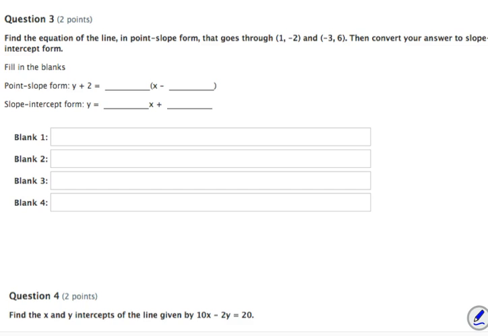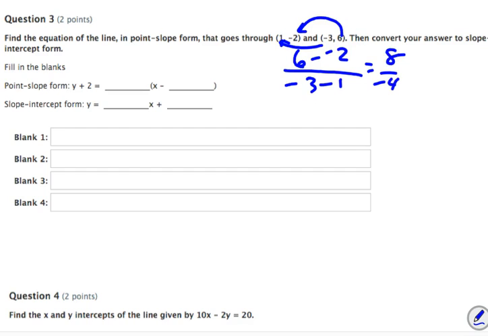Find the equation of the line in point slope form that goes through the 2 points, then convert it to slope intercept. So we have 2 points, so what I need to do is find slope. I want to go point slope, so I need to find slope. So I'm going to go 6 minus negative 2 over negative 3 minus 1. 8 over negative 4, that's negative 2. Now there are 2 answers you could put here normally, but I made you choose one. So I put y plus 2 over here. What that is telling me is that you need to use this one, right?